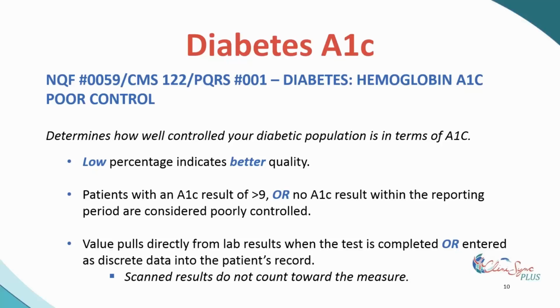If there is an A1C result discretely in the system, then the measure evaluates if the most recent A1C is less than 9. Again, it looks at the most recent, and if they're less than 9, then they're considered to be in control. Now remember, lower is better, where most other measures, higher is better. This measure really looks at how many out of control diabetics are covered by your practice.